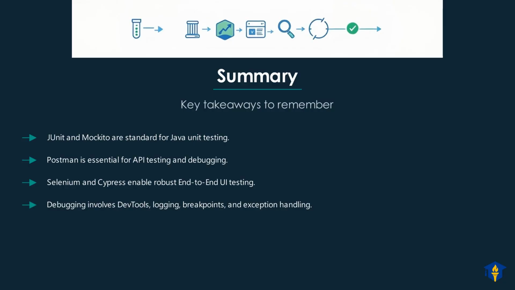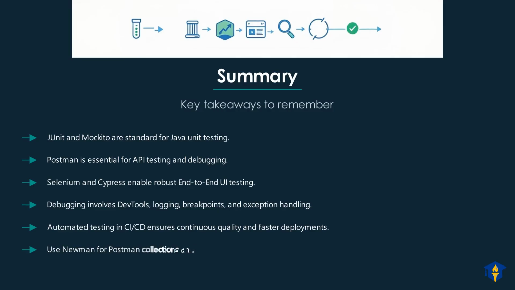Debugging effectively involves using dev tools, meticulous logging, setting breakpoints, and handling exceptions. Automated testing integrated into CI/CD pipelines ensures continuous quality and accelerates deployments. Remember to use Newman for automating Postman collections and GitHub Actions for workflow automation.